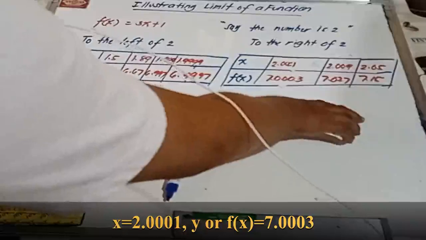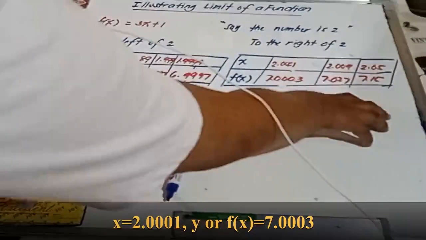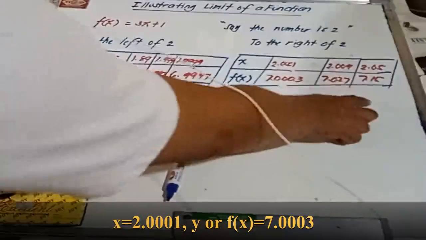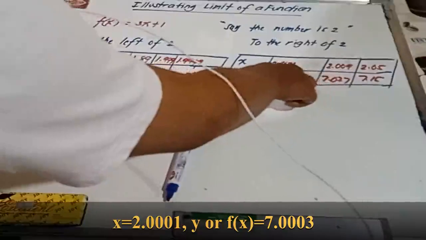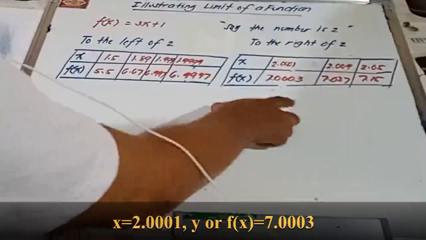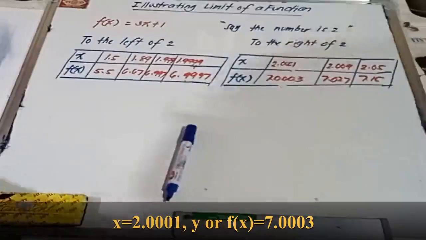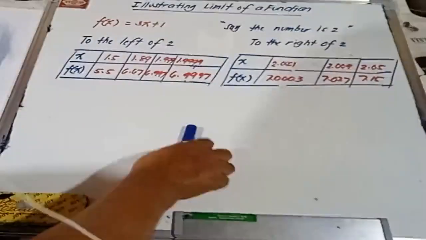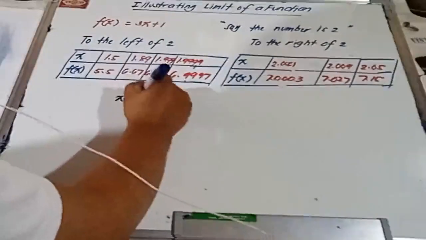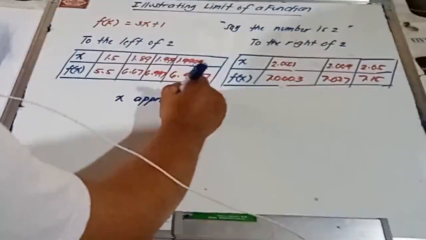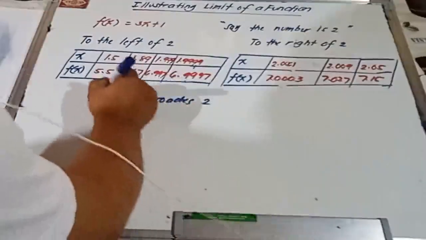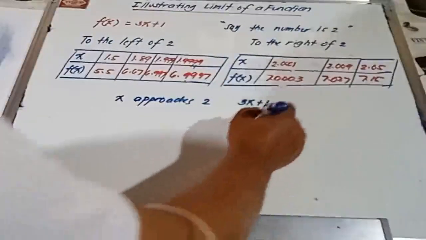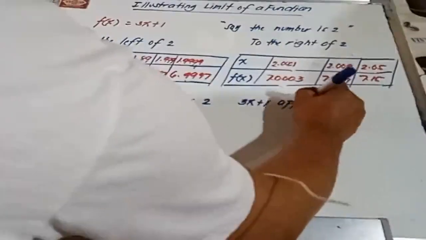To the right of 2, nag-substitute din tayo ng values of x. Nakuha natin sa y ay 7.15, 7.027, 7.0003, meaning as x is approaching 2 to the right, y is approaching 7 also. What does it mean? It means that as x is approaching 2, or x approaches 2, 3x plus 1 is approaching its limit. Okay? It approaches 7, right?